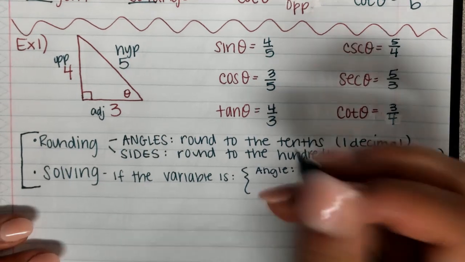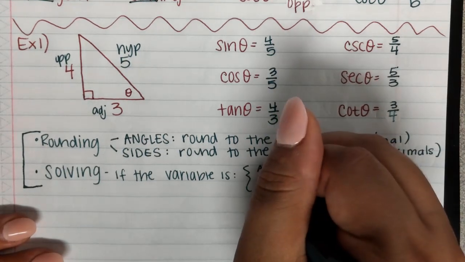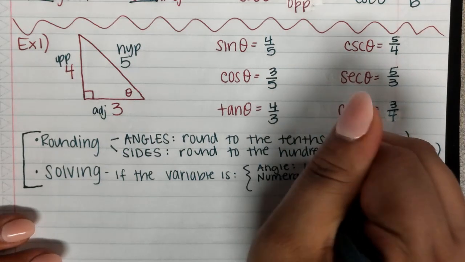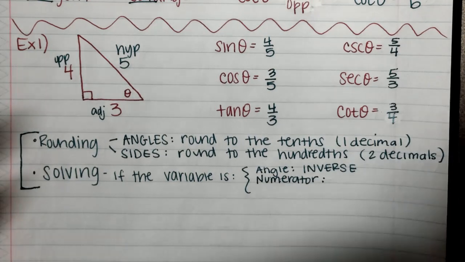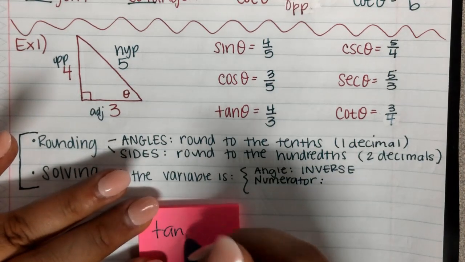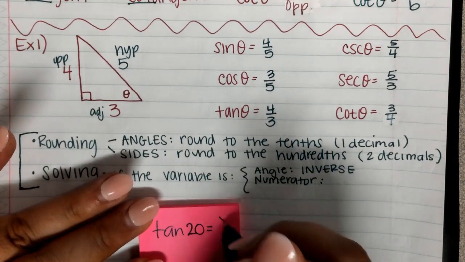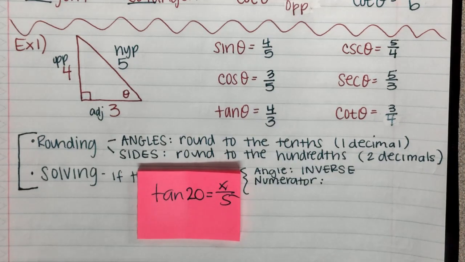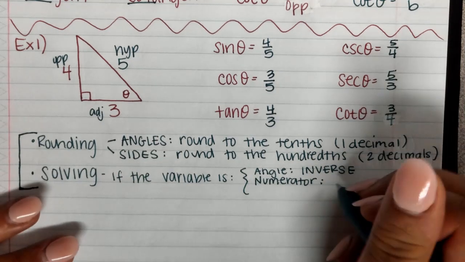Alright, what if the variable is in the numerator? Meaning, what if my variable is like the tangent of 20 is x over 5? My variable is in my numerator. How am I going to get x by itself? Or multiply.